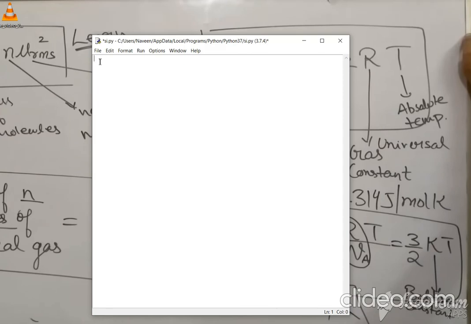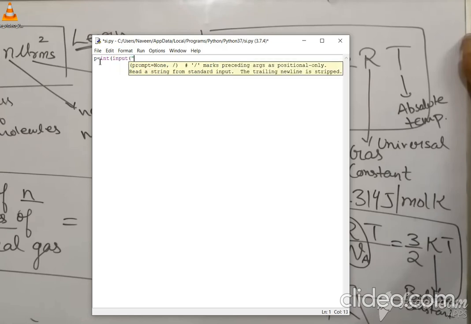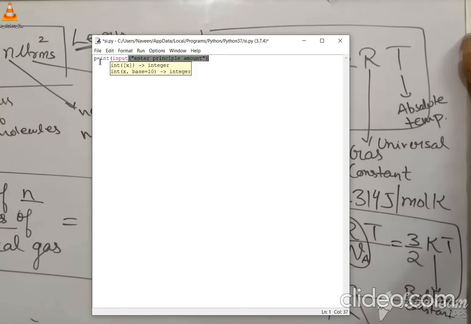First of all, we have to enter the principal amount. So P equal to, it's in capital letter, P equal to int input, enter principal amount. Okay, this goes well. PRT.